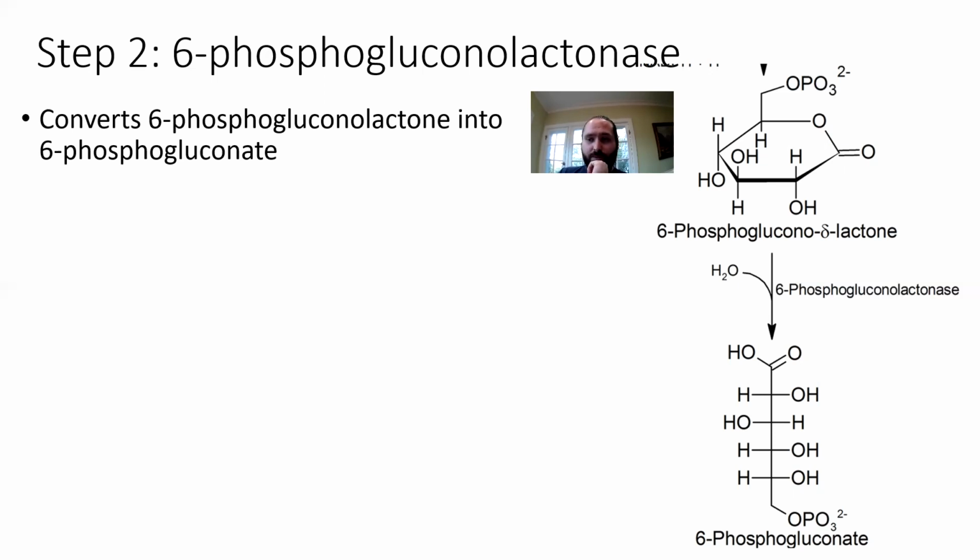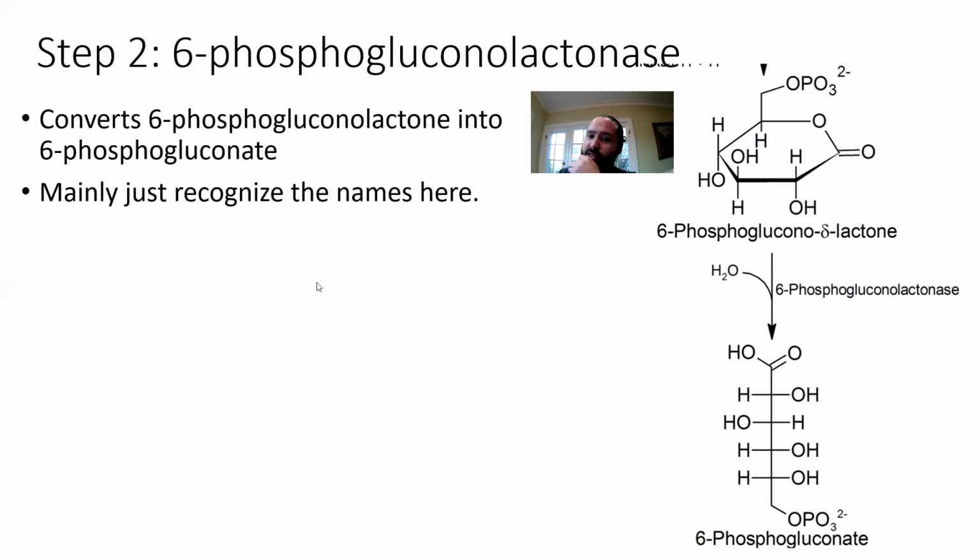Protonated or deprotonated? Deprotonated. It'd be deprotonated. So a deprotonated carboxylic acid has what name? Carboxylate. So that's why the name ends with -ate.